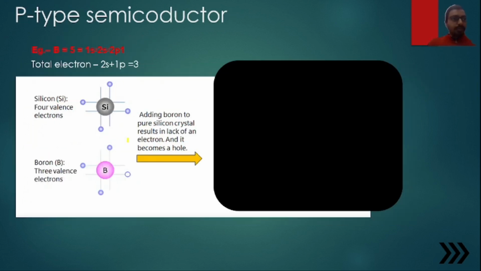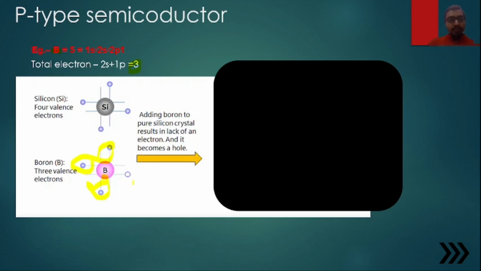Now let's consider the case of the p-type semiconductor. As we have already discussed, p-type semiconductors are doped with trivalent atoms. So let us consider the case of boron. Boron has atomic number 5, and it has 3 electrons in its outermost shell: 2s electrons and 2p electron, so total 3 electrons. See, here I have shown the electronic configuration. These are the 3 outer electrons of the boron, and silicon, as already discussed, has 4 electrons.